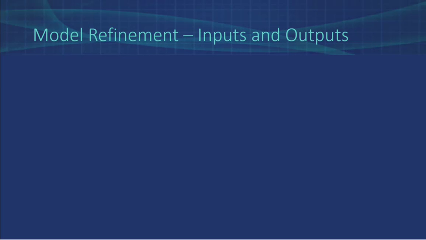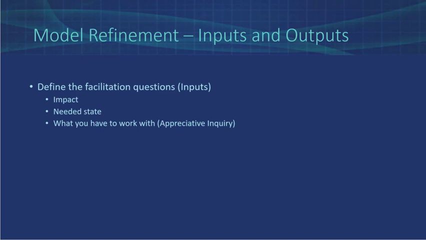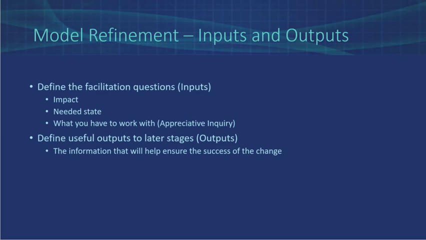Since we are maintaining the position of the change planning model at the front of the project, within the initiation phase, we need to start defining the inputs and outputs. I'm defining the inputs as the facilitation questions. These questions need to be defined and ordered. Currently, there are 3 identified question passes: impact, needed state, and what you have to work with to get from your current state to needed state. The outputs will be the information that will help with project and project resource planning to ensure the success of the change.